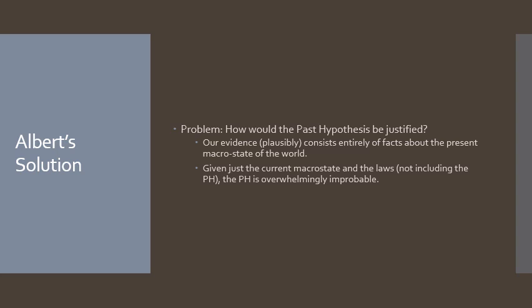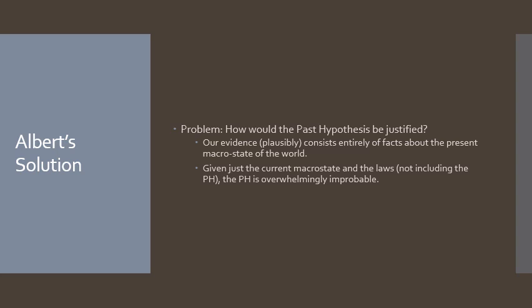Now, here's the problem: how would the past hypothesis be justified? So plausibly, you could argue at least, our evidence consists entirely of facts about the present macro state of the world. That is, you might think what we're actually observing and directly aware of is only the current state of the universe. Maybe in the past, we observed the past state of the universe, but we don't now have that directly available to us. We only have the current state directly available to us at the current time.